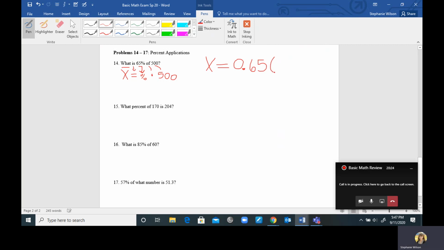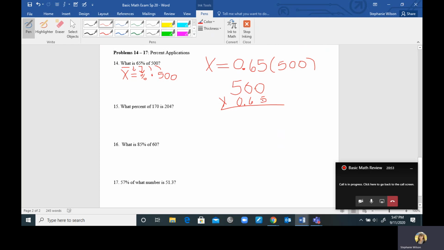And of means multiply. So now I have 0.65 times 500. I am going to line it up to multiply. And when I multiply, I put this 500 on top because it's easier. It doesn't matter if you put this 0.65 on top or the 500.